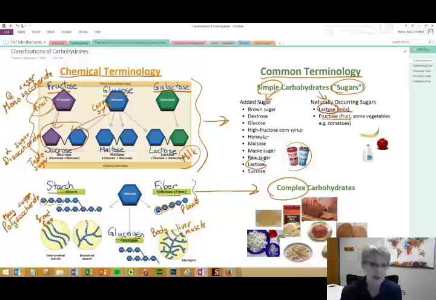So, chemical terminology is one method for categorizing carbohydrate, and then we have the more common terminology. When studying carbohydrates, it's important to know how these two methods for classifying carbohydrates work and how they relate to each other.